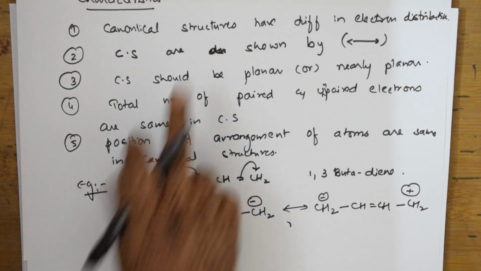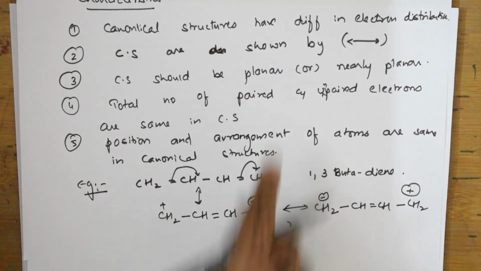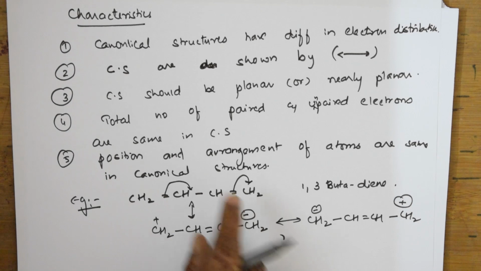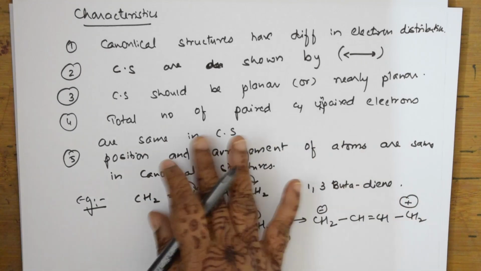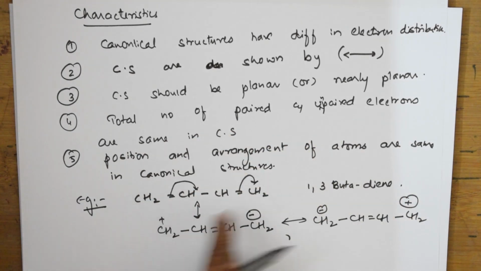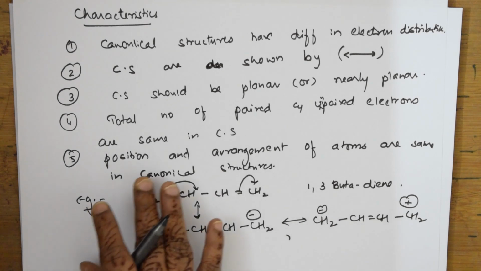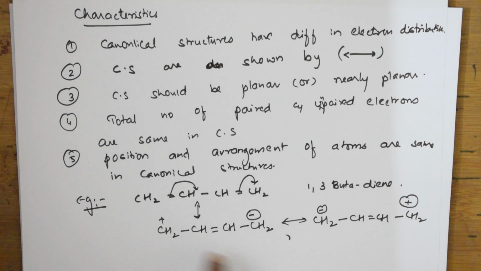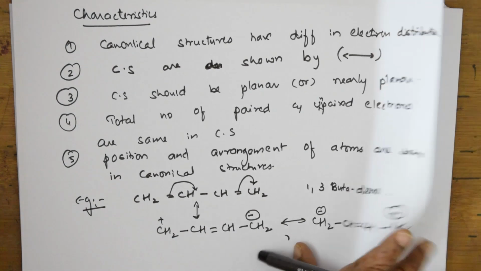I told you, isn't it? Canonical structures have different electron distribution. First point right. Then they are shown by a double-sided arrow. That also is right. Then the total number of paired and unpaired electrons is the same in all the three. Next we said the position and arrangement of atoms are the same in canonical structures. It is only represented in that molecule, isn't it? Now let's take one more example and see.